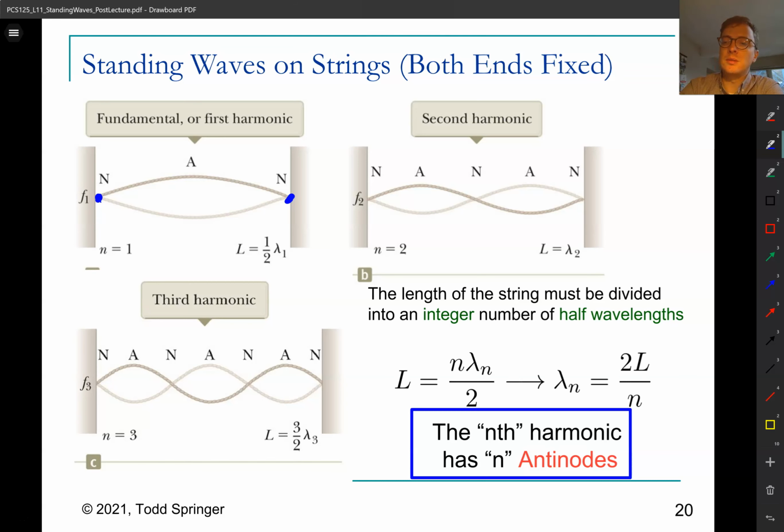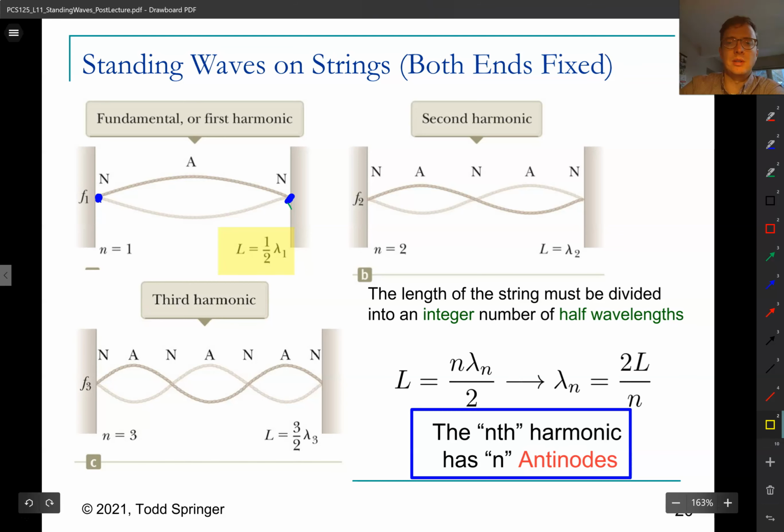So if n is equal to 1, I have one antinode halfway between the nodes. And then what's the wavelength here? Remember that this is only half the wavelength, right? The other half would have to be drawn on the other side like this. So that means that the length of the string in this case is 1/2 of the wavelength.